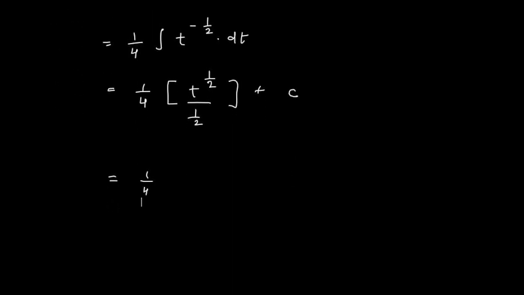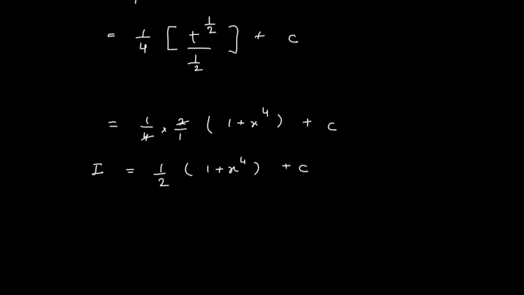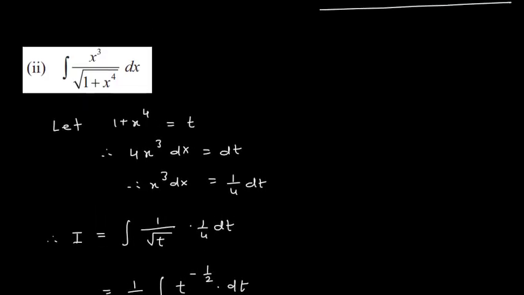So here 1 by 4 into this 1 by 2 can be written as 2 divided by 1 into 1 plus x raised to 4, plus c. This 2 and this 4 will cancel, so it is 1 divided by 2 into 1 plus x raised to 4, plus c. This is your final answer, I. Isn't it simple? Now let us see the next question.